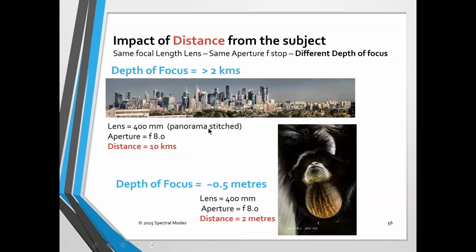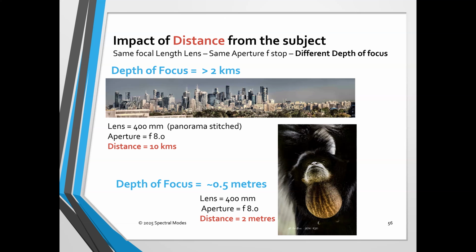But when I'm focusing far away, like 10 kilometers away, the depth of focus is around 2 kilometers. Every building in that city is actually sharp. If I zoom right in, I can look at details in windows. It's so sharp at that distance because it's 10 kilometers away that I'm shooting.